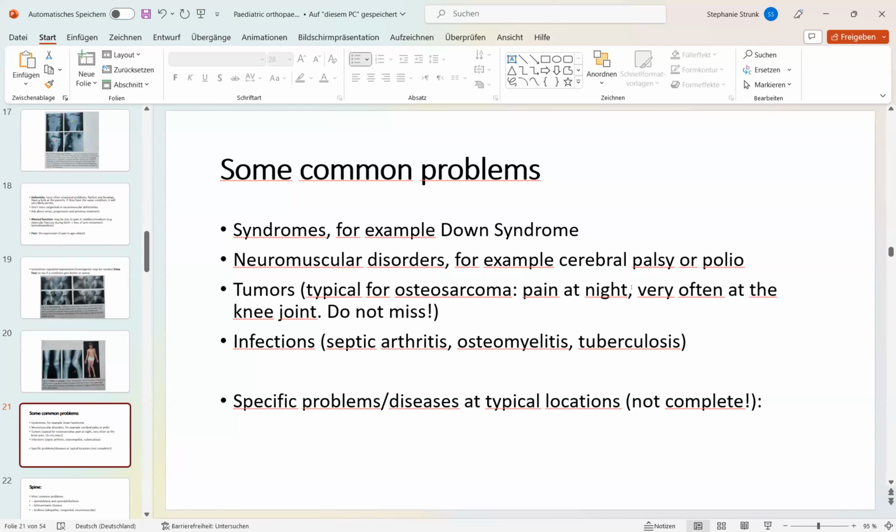Half of the cases of osteosarcoma are at the knee joint. So this is a do not miss lesion. Pain at night in a pre-puberty child, do take it seriously, take an X-ray, have a high index of suspicion.